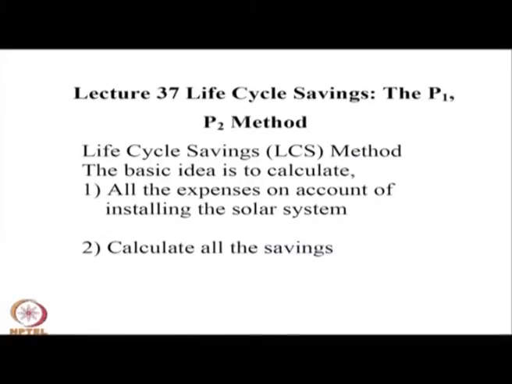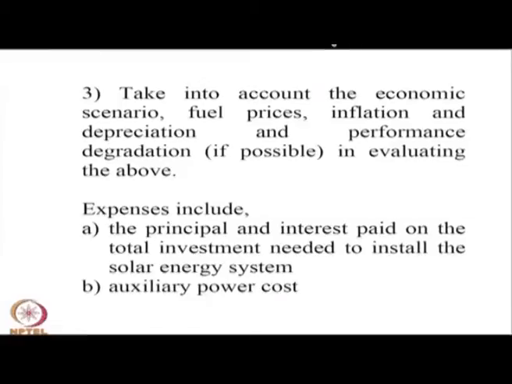Now, we shall go a little more into detail about the so-called life cycle savings method, the P1 P2 method. That means the life cycle savings are calculated based upon two parameters, P1 and P2. In general, the basic idea of the method is that all the expenses on account of installing the solar system have to be taken into account and all the savings calculated. Take into account economic scenario, fuel prices, inflation and depreciation, and performance degradation if possible, in evaluating the above.